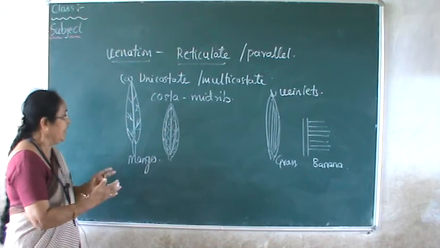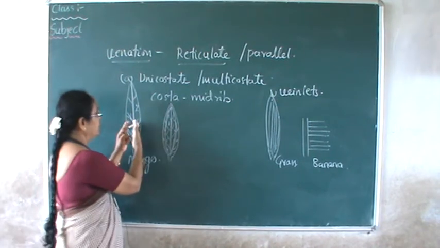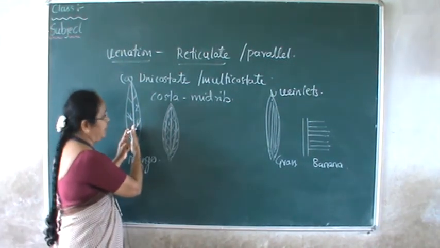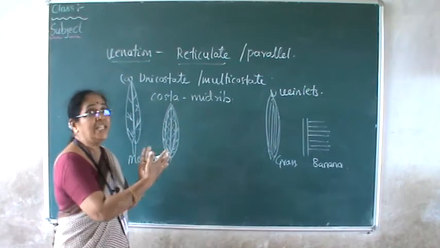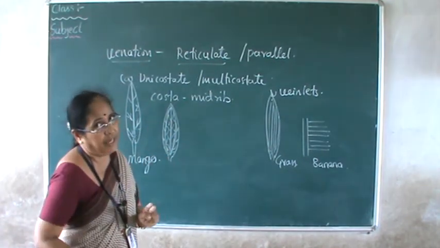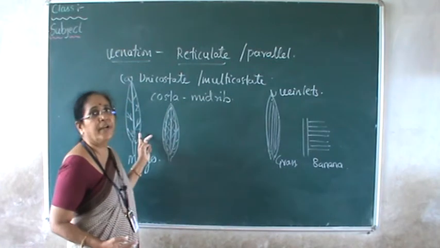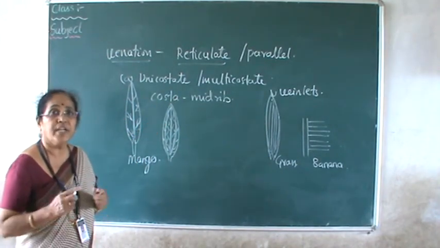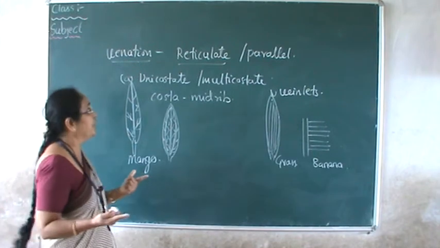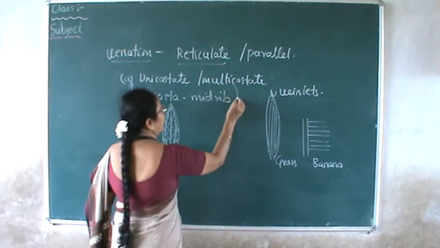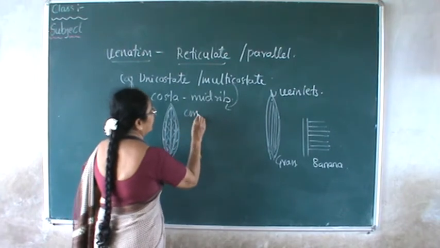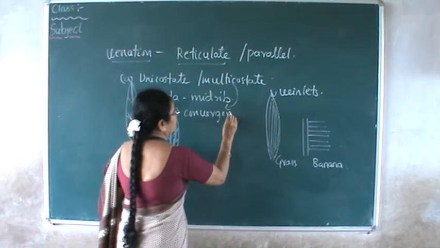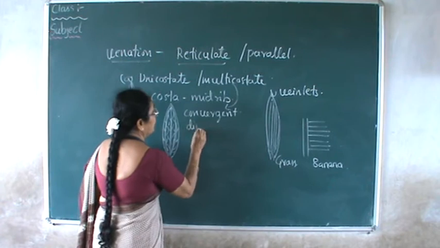Just to give you the meaning of uni and multicostate, you can make out this. Here there is a single strong midrib in the center. Here there are three equally strong midribs running along the length of the lamina. So it is multicostate, this is unicostate. If it is multicostate, then comes the question whether it is multicostate convergent type or multicostate divergent type. So in case of multicostate, there are two different types, convergent or divergent.